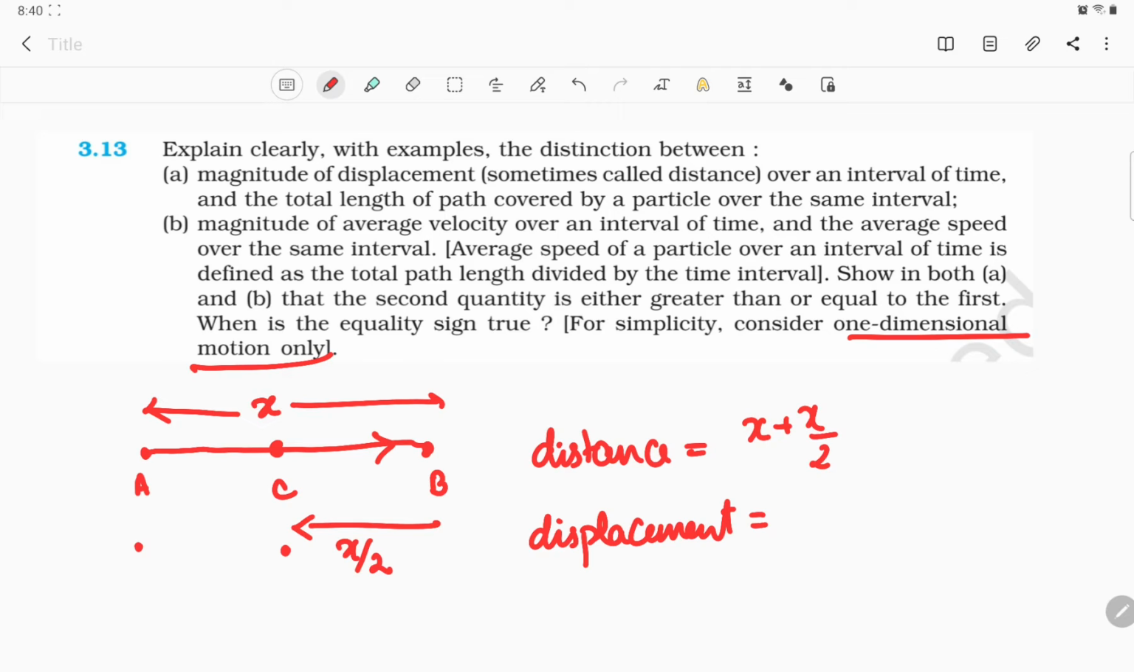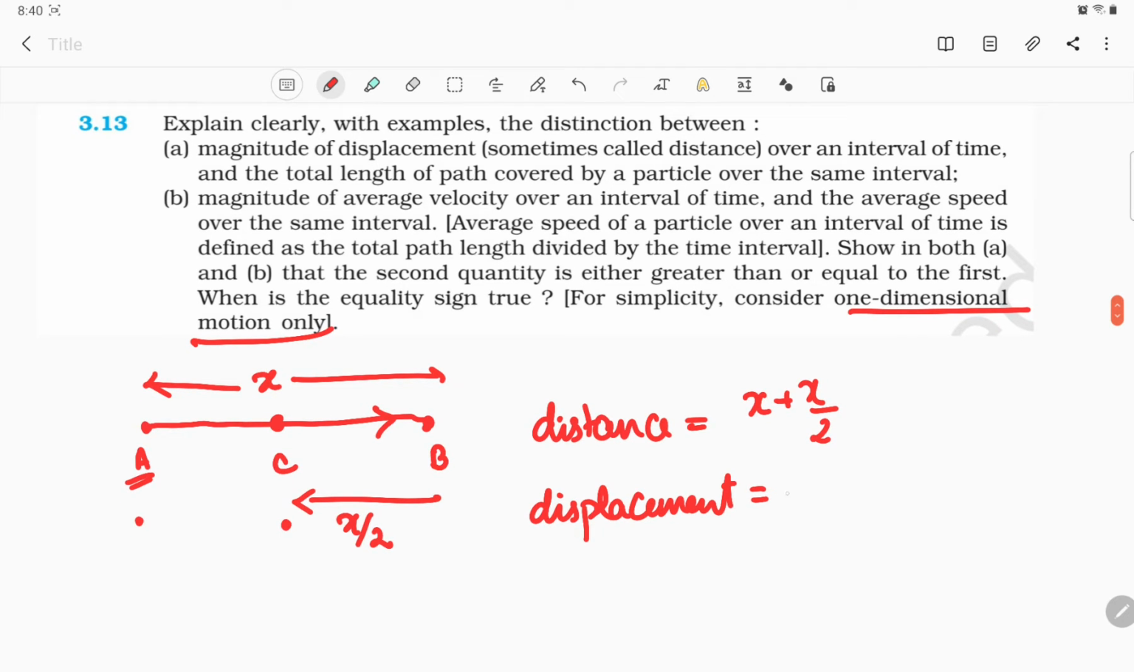whereas the displacement is going to be the difference between the initial and the final position. So initial position is A. So let us imagine this to be some random value. From that you have to subtract this C, right? So that is going to be x by 2. So clearly you can see this is 3x by 2 and this is x by 2. So distance is larger than displacement.